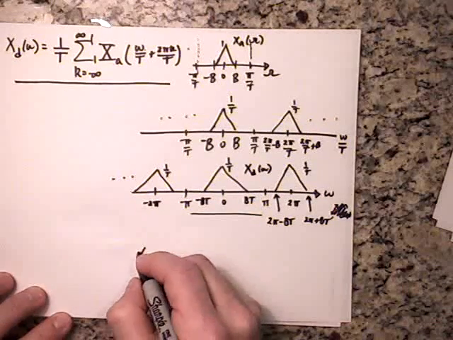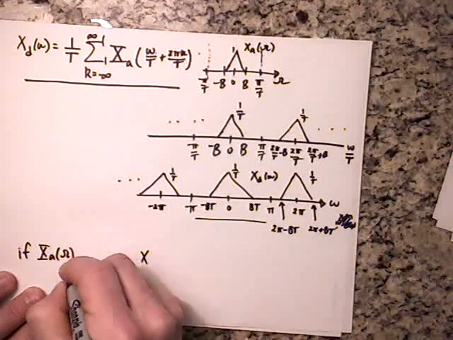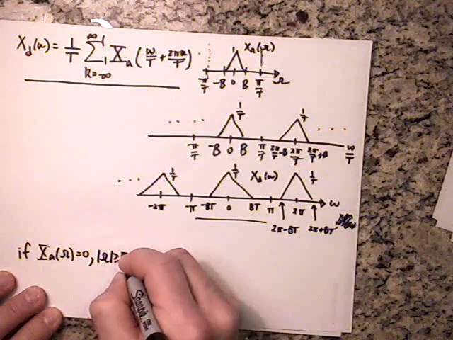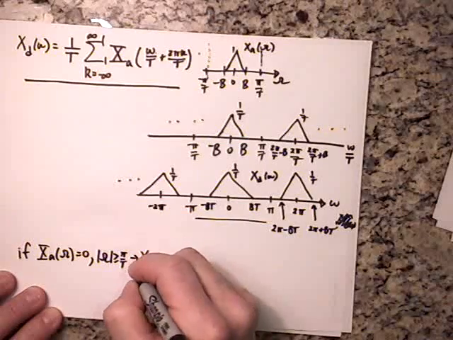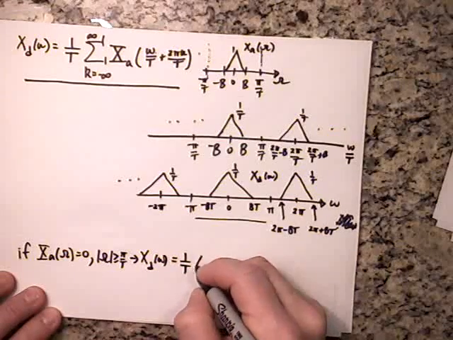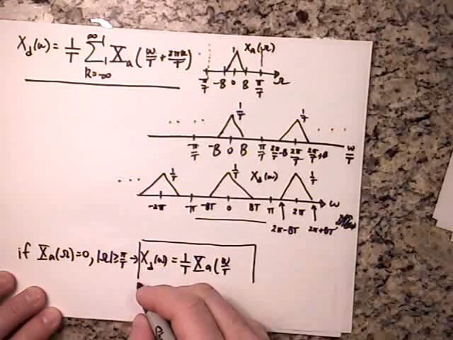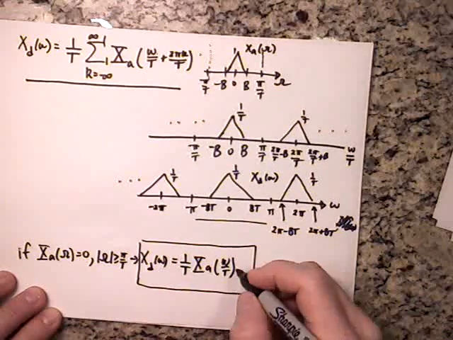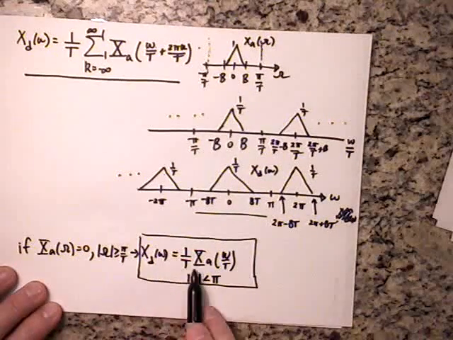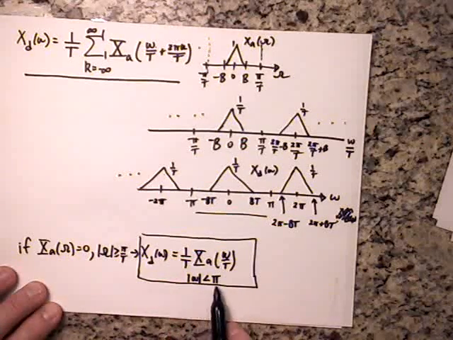So in particular, if x sub a of omega is 0 for the magnitude of omega greater than or equal to pi over t, then x sub d of omega is related to x sub a of omega by this simple relation. X sub d of omega is just a scaled version, 1 over t, times x sub a of omega over t, in the range minus pi to pi.